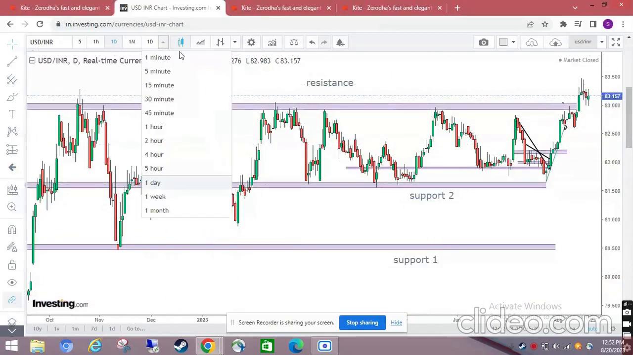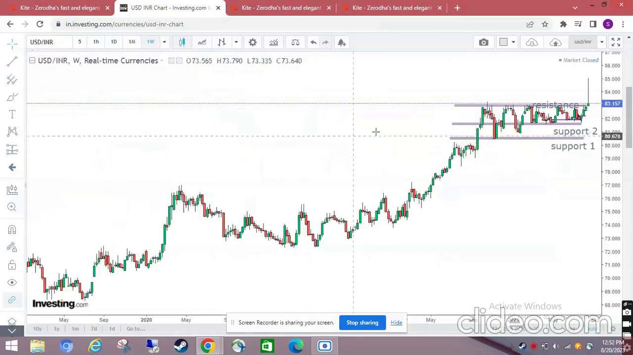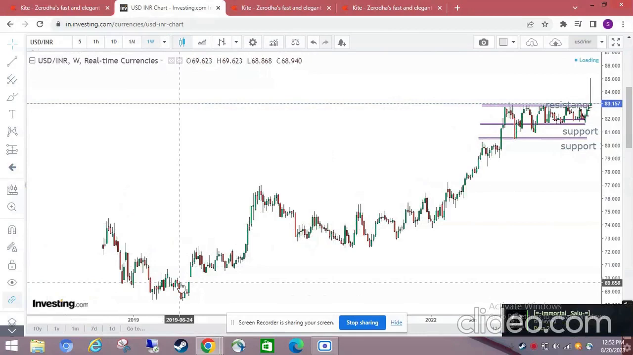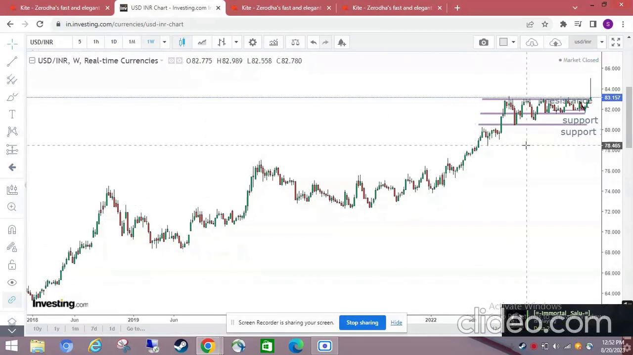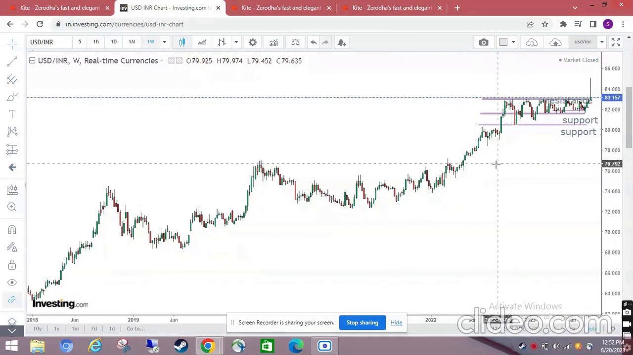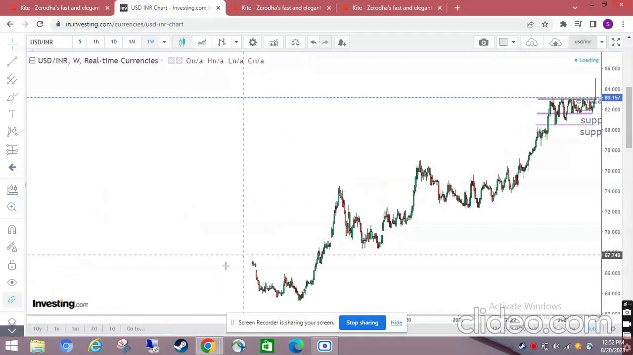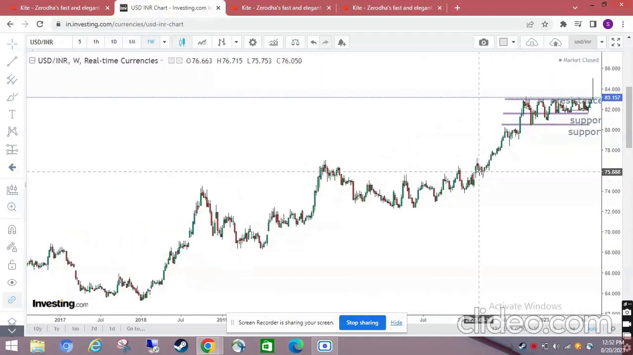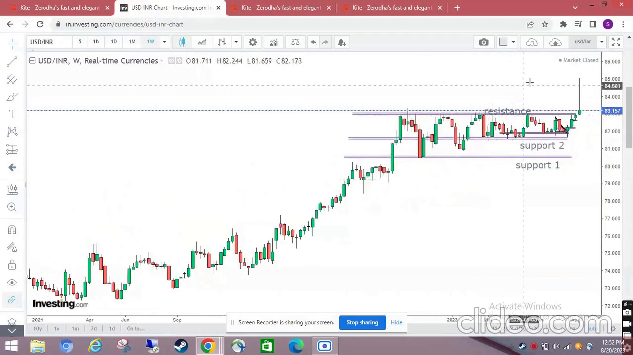First we'll go with the technical analysis. We look at the weekly. If you look at that, it has been in an uptrend. The rupee has been depreciating for as long as you can see, 2012, 2014. So it always goes for depreciation. On an average, it depreciates about 3 to 4% per year.